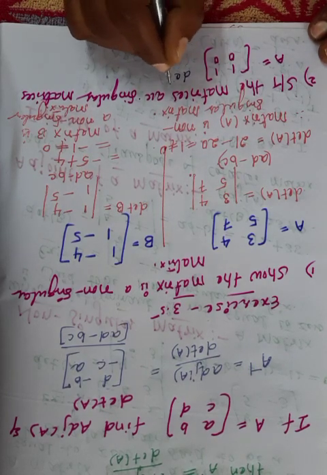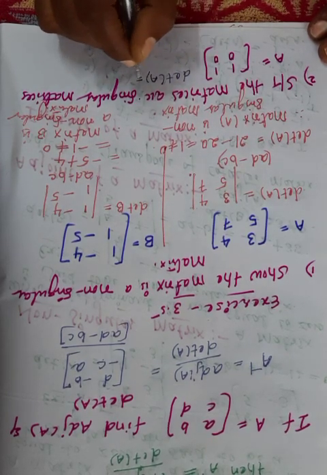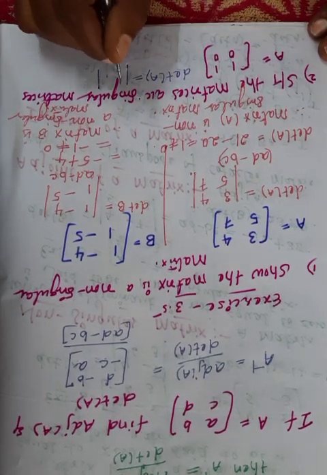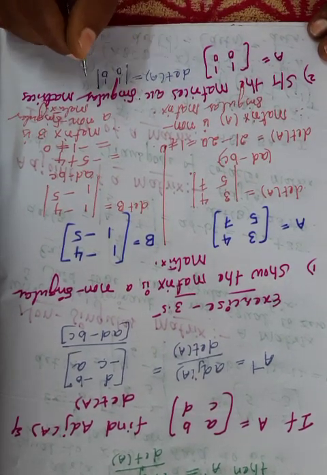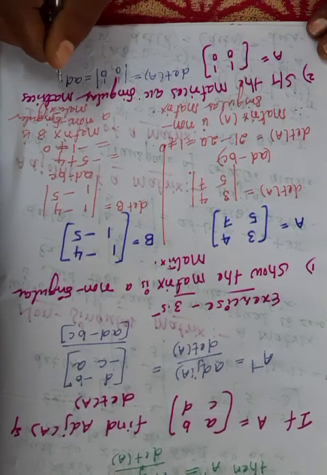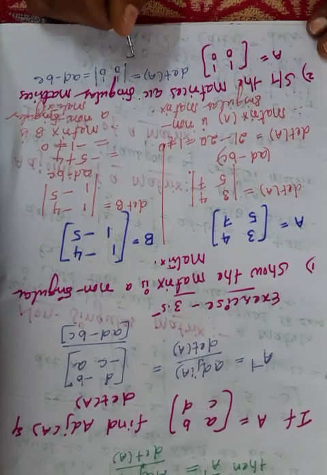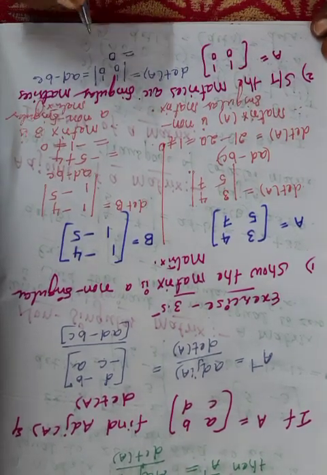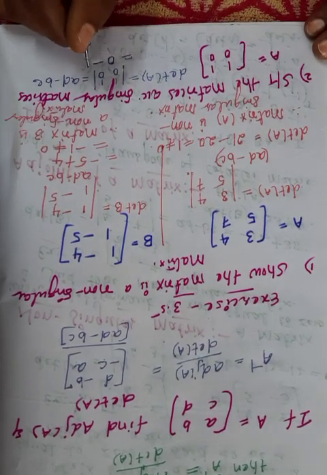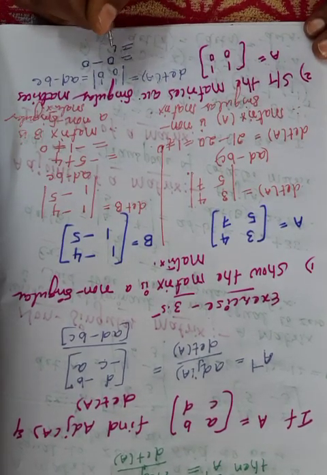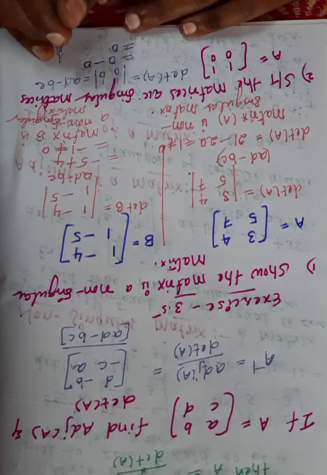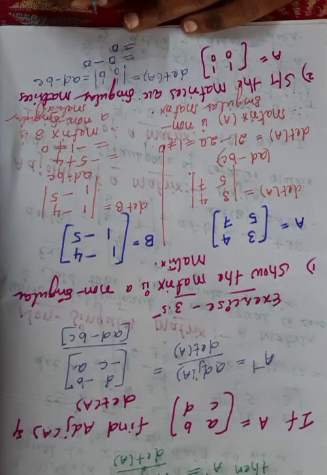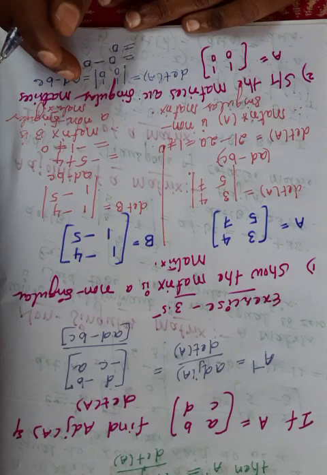Det A is equal to mod of 1, 0, 1, 0, which is equal to AD minus BC. 1 into 0 is 0, minus 0 into 1 is 0. 0 minus 0 is 0. Since the determinant of the given matrix is 0, then we should call the given matrix A as a singular matrix.